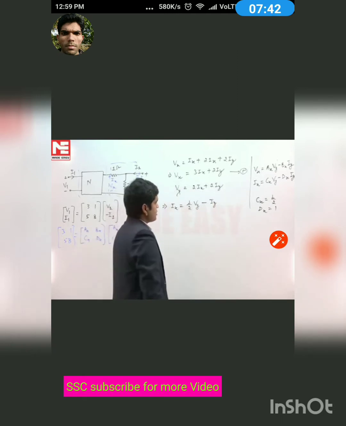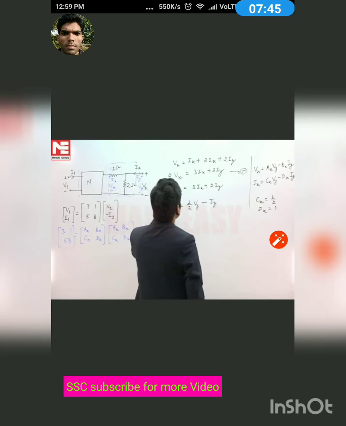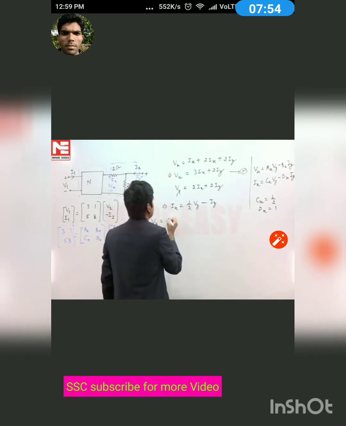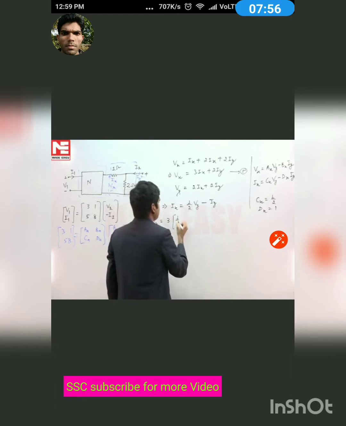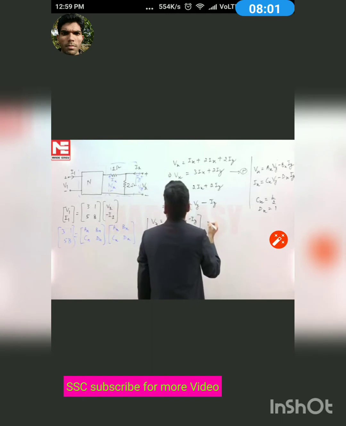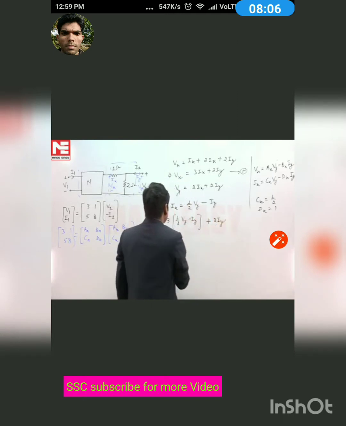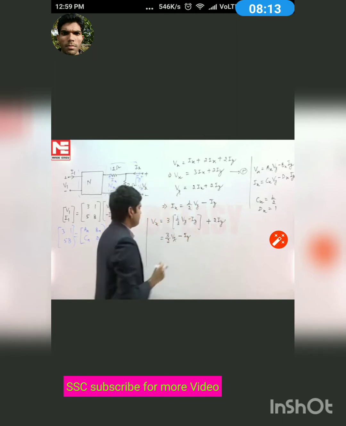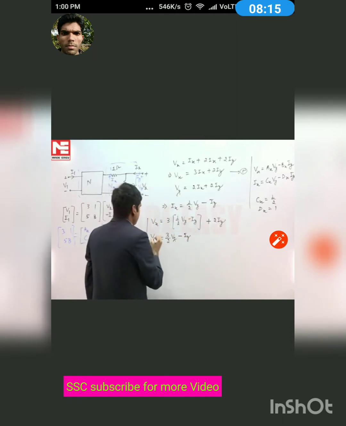Cx is 1 by 2 and Dx is equal to 1. Now putting this value of Ix in equation number 1, we have Vx is equal to 3 into 1 by 2 Vy minus Iy plus 2Iy. This comes out to be 3 by 2 Vy minus 3 plus 2, that is minus Iy. This is the value of Vx.